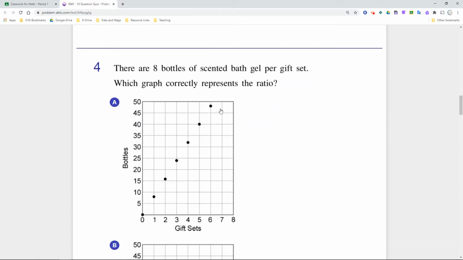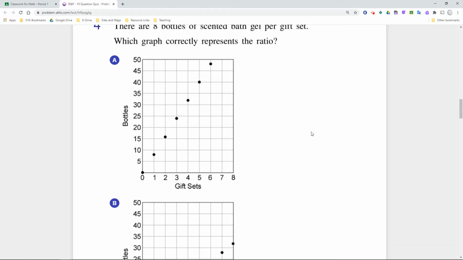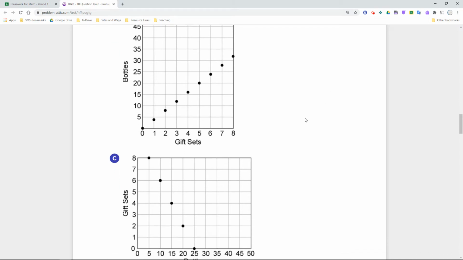Question number 4. There are 8 bottles of scented bath gel per gift set. Which graph correctly represents the ratio? Choice A has bottles up the side, counted by 5, 5, 10, 15, 20, and gift sets going along the bottom, 0, 1, 2, 3, 4, 5. You can see the dots are making their way up the graph. Choice B has bottles up the side, going up by increments of 5, and gift sets along the bottom going by increments of 1, also going upwards but at a little more gentle slope.